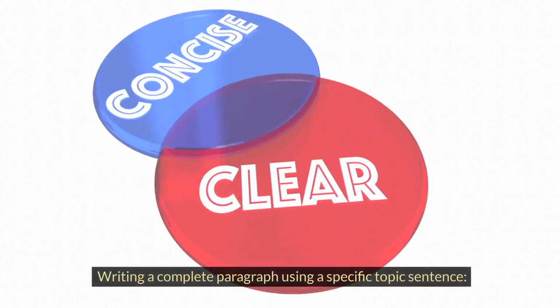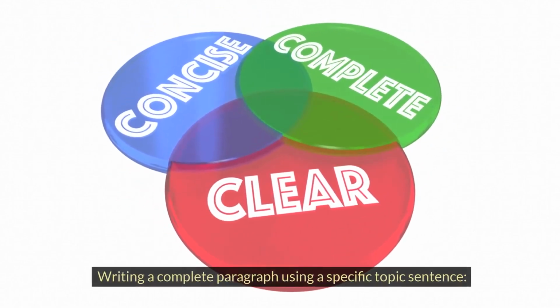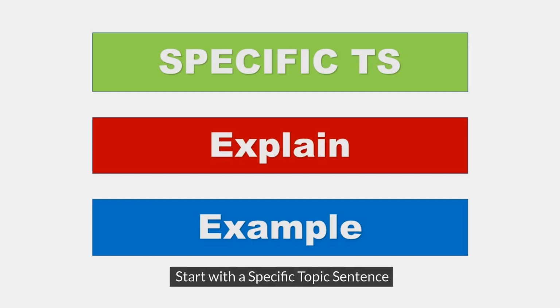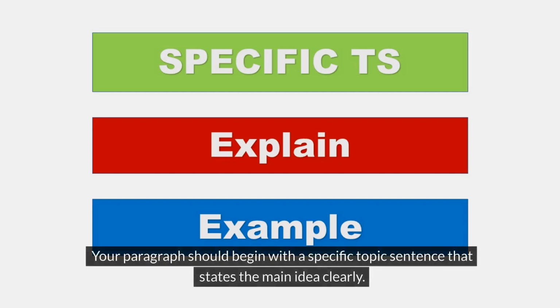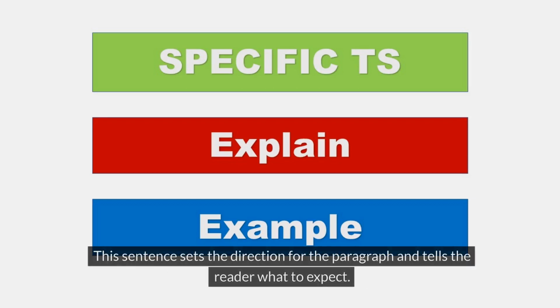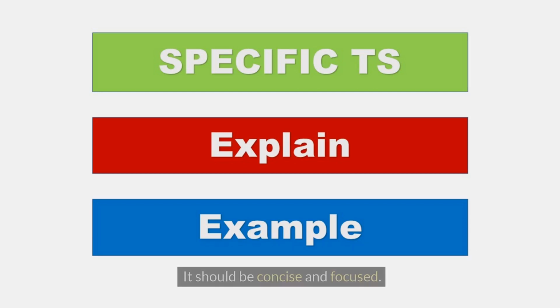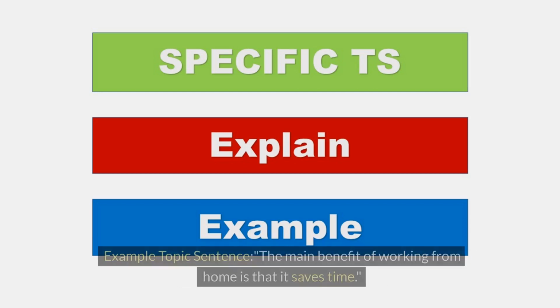Writing a complete paragraph using a specific topic sentence. Start with a specific topic sentence. Your paragraph should begin with a specific topic sentence that states the main idea clearly. This sentence sets the direction for the paragraph and tells the reader what to expect. It should be concise and focused. Example topic sentence. The main benefit of working from home is that it saves time.